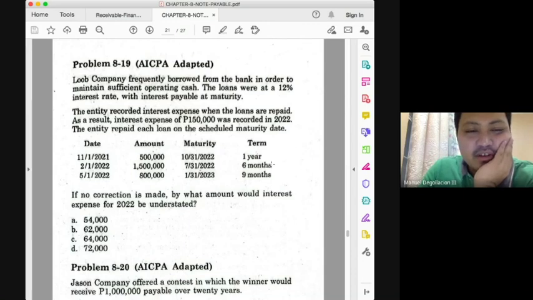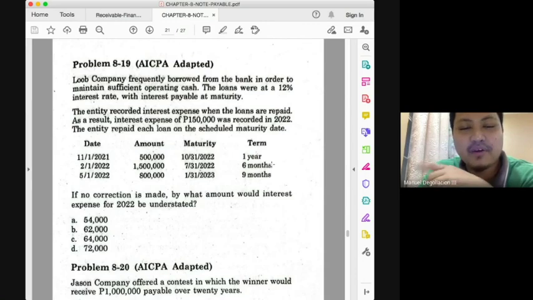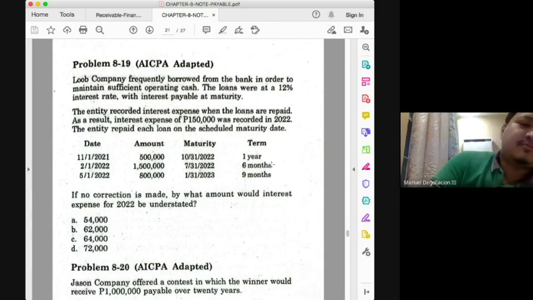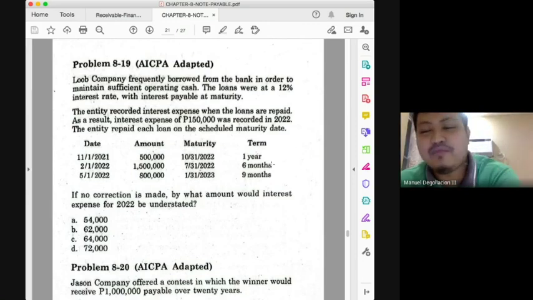But of course, the correct treatment here is that we have incurred interest from May 1 to December 31 of this year. Okay. But as far as what the entity did, it did not recognize any interest on the third note. Okay. But on the second note, it correctly recognized the entire interest. How much is the interest? 1,500,000 times 12%. Same for all. But this is only good for 6 months, so times 6 over 12.